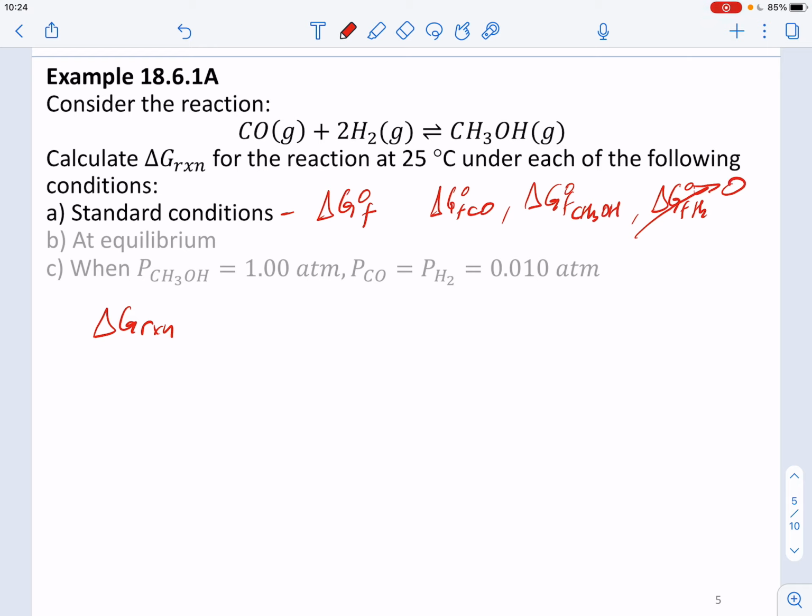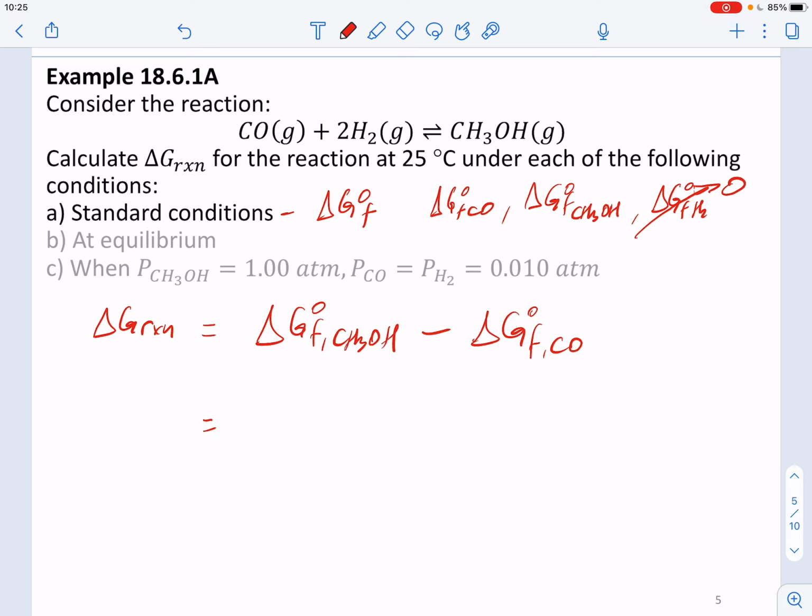Therefore, to calculate delta G of reaction based on your reaction here is going to be simply the delta G of formation of methanol minus the delta G of formation of carbon monoxide. Okay? Well, this is the lecture, so I have the values. If you were working this in the exam, you will have the values.